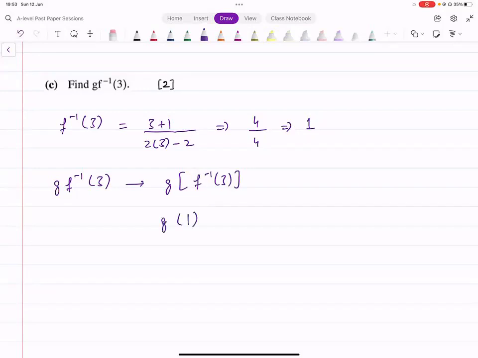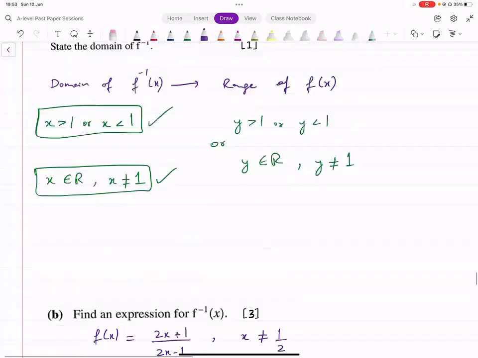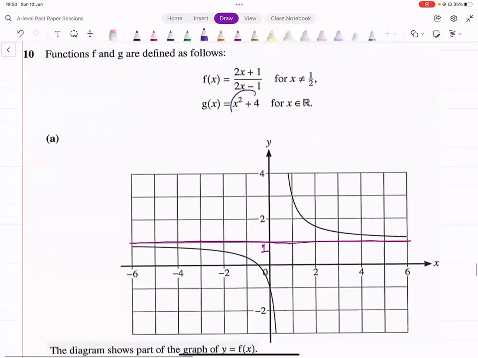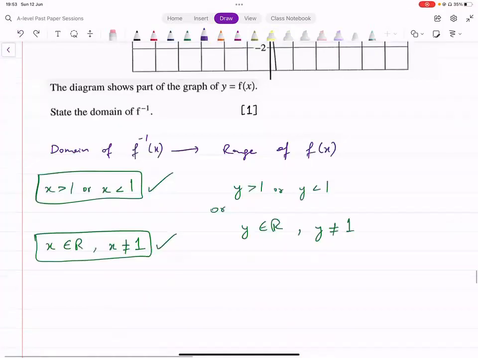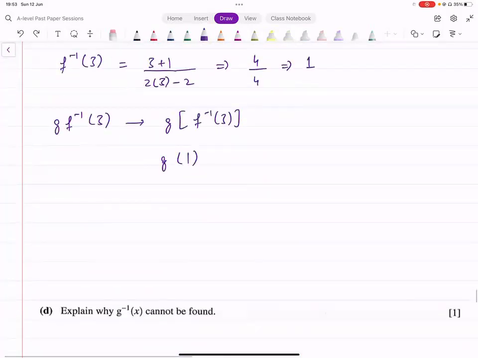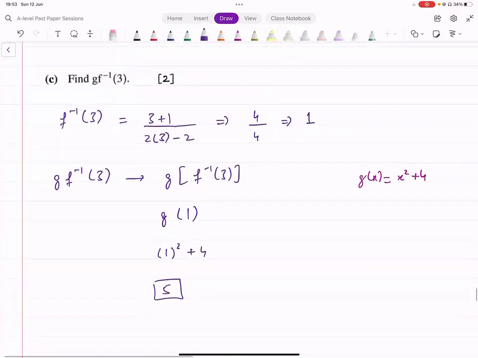Okay. So we look at the function g. G function is right here, x squared plus 4. We put the value of x equal to 1 in that, and we evaluate this. So what do we get? Let me just write that here on the side. G of x function is x squared plus 4. What do we get? We have 1 squared plus 4, and this gives us 5 as our final result. Okay, so that was part C here.